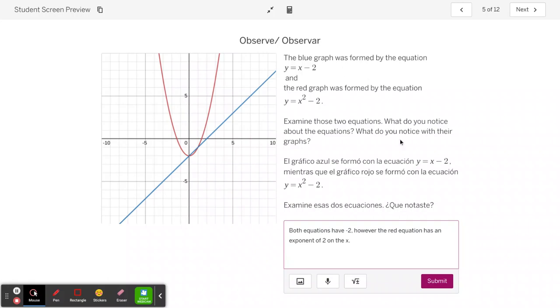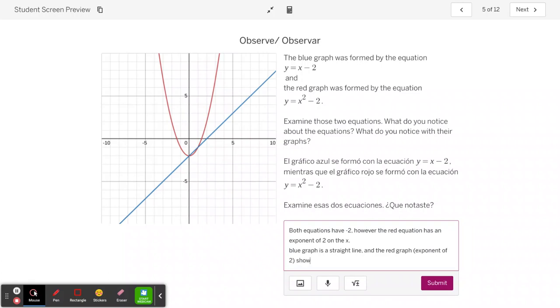Now, what do you notice about their graphs? The blue graph, obviously, is a straight line. And the red graph, exponent of 2, shows a curved line. My fingers do not want to spell line correctly. All right, pretty basic, not super high tech. This is just 8th grade. You're going to get a lot more into this next year in high school.